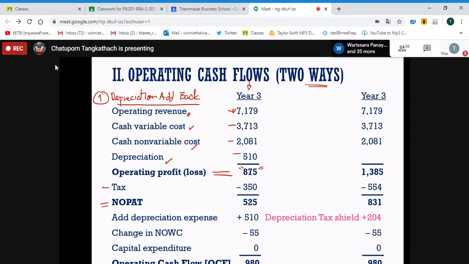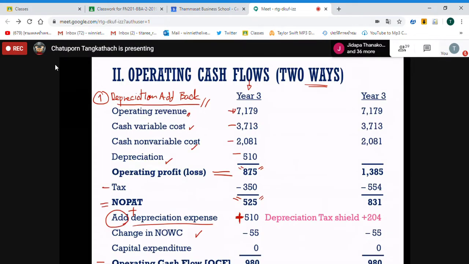So we get NOPAT equal to 525. And then we add depreciation. We add it back. That's why we call it add back. So we add back 510 here. And after that, change in net operating working capital and capital expenditure. So finally, we get operating cash flow, 980 like before. This is what we have. The first method is called depreciation add back.